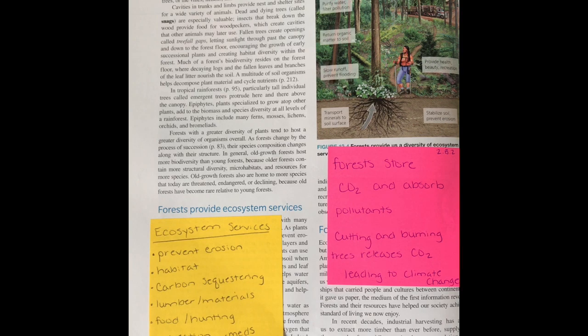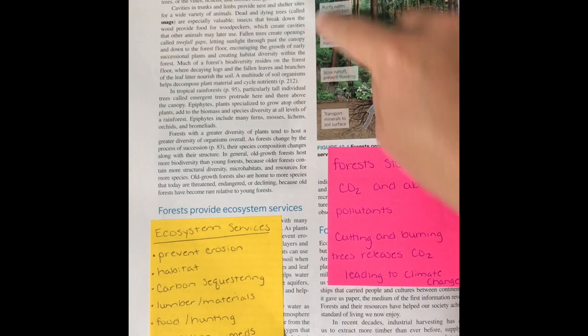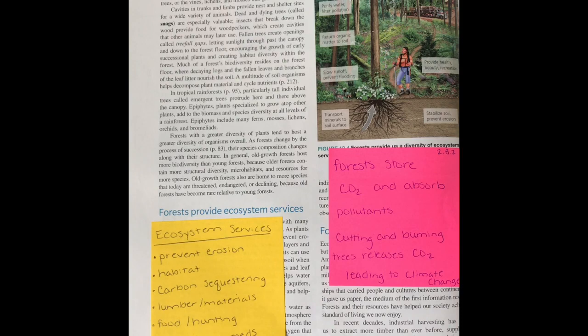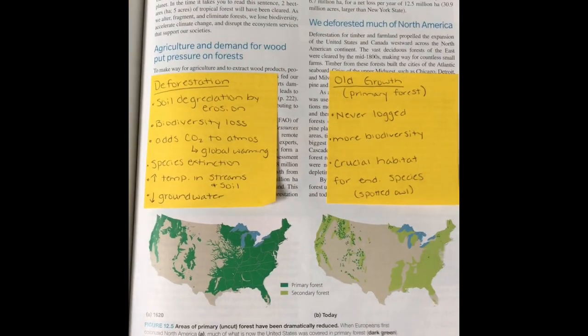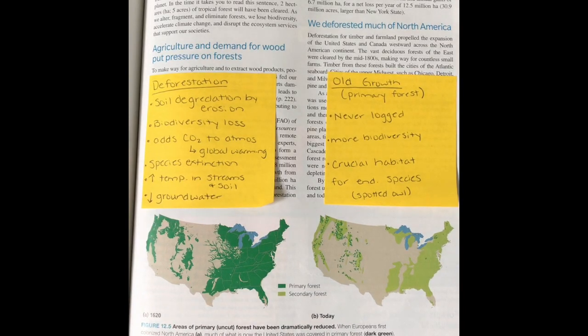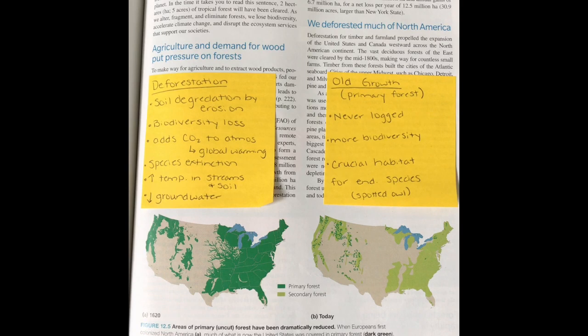of other things. Because forests store carbon dioxide and absorb pollutants, cutting and burning trees actually releases carbon dioxide into the atmosphere, which contributes to global climate change. If you take a look at this picture, they have even more ecosystem services that are around for you. So, unfortunately, we aren't taking care of them. Deforestation occurs, and that has detrimental results on our ecosystem services.